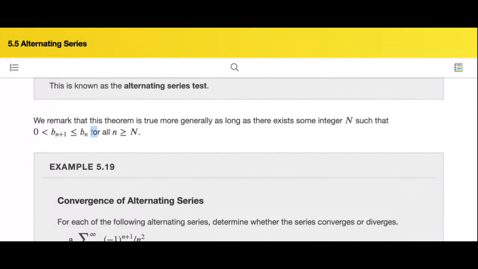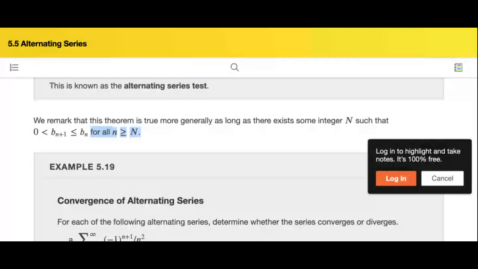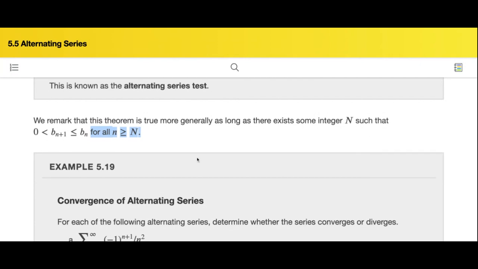Again, this is saying we can ignore some terms, up to capital N. Basically, this is saying we can ignore the previous terms if finally the series goes into non-increasing. So the first N terms may be increasing, but after those N terms, the rest of it is non-increasing. So we can always ignore finitely many terms.